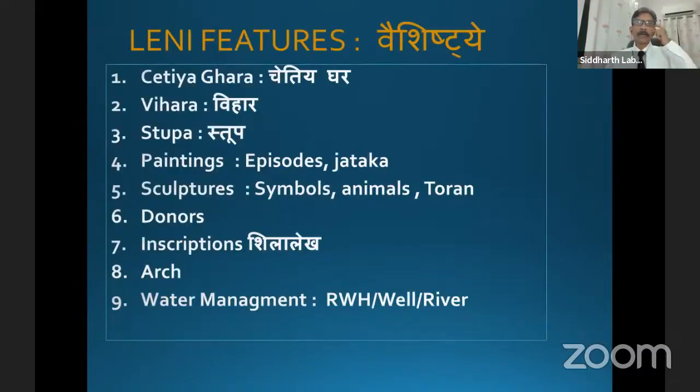So now, what are the features of the Leni? When you see the Leni, what is to be seen there? First is a Chaitya Ghara, then Vihara, then Stupa, then paintings. Paintings consist of episodes of the life of the Buddha, then Jataka stories also, then sculptures, symbols, animals, and Torana also.